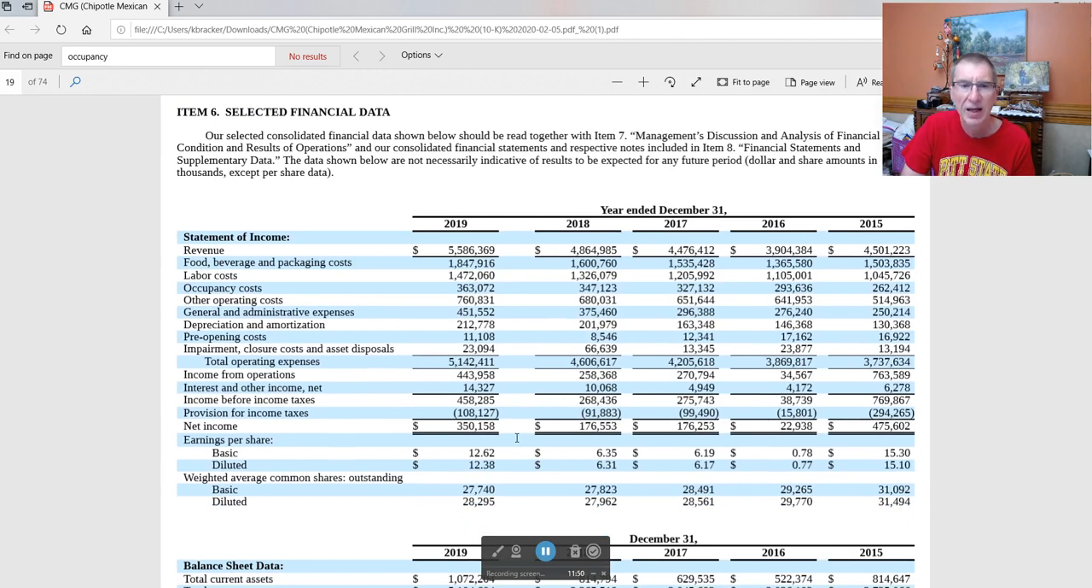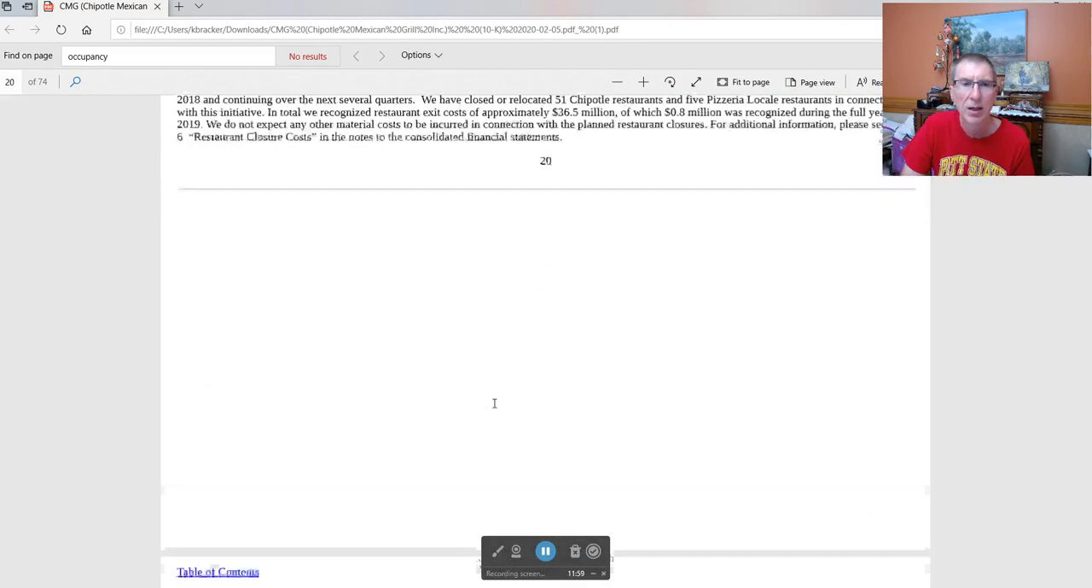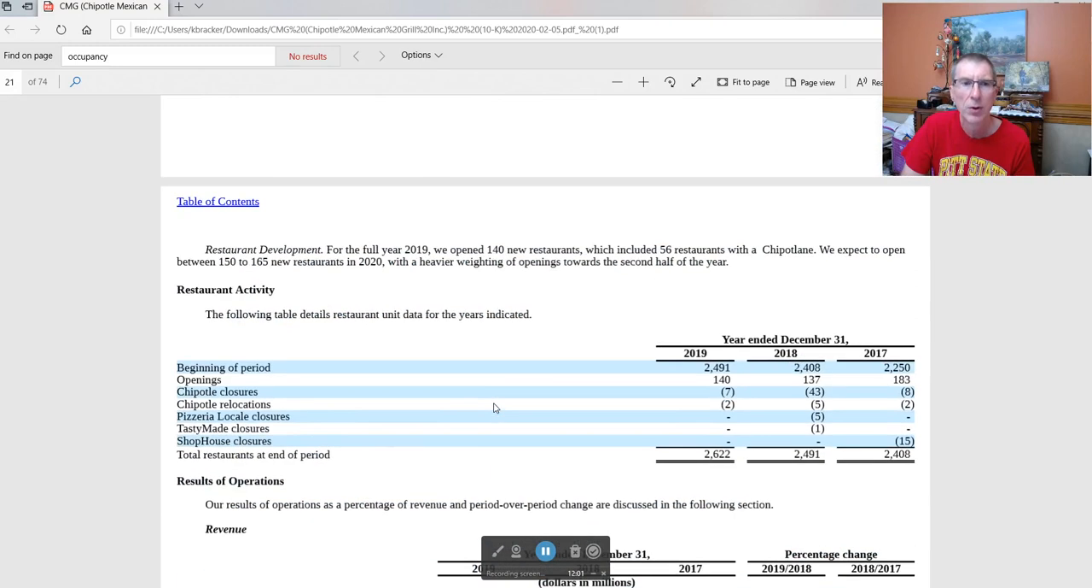Selected financial data. Honestly, I don't spend a lot of time looking at this because I'm going to get the financial statements themselves a little bit later on. So as we scroll through, here you'll see some of their restaurant activities. And one of the things that I mentioned is they do have these pizzeria locales, that there's 3 of them that they have open right now.